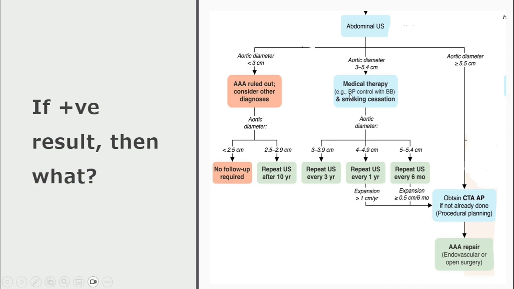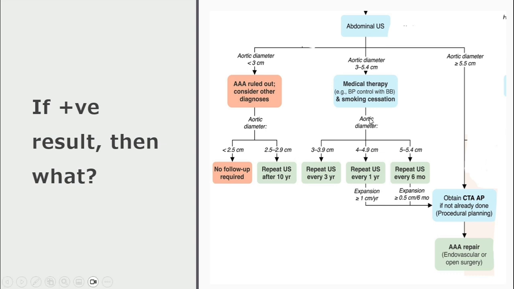And if it's between 3 to 5.4, it's divided into three criteria. But before that, we control the blood pressure with medication and encourage the patient toward smoking cessation. If it's between 3 to 3.9, we repeat every 3 years. If it's between 4 to 4.9, we usually repeat ultrasound at 1 year. And if we notice an expansion of 1 centimeter or more in a year, we will go for CT angiography and possibly surgery.